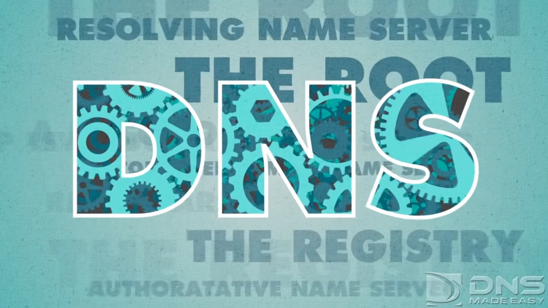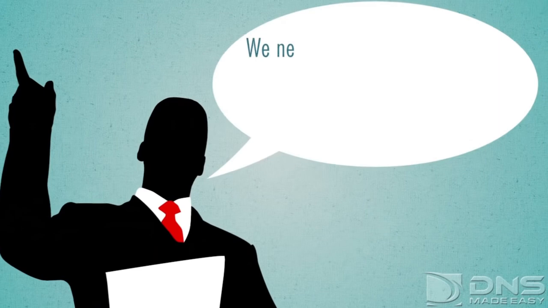There's a resolving name server, the root name server, the TLD name servers, and the authoritative name servers. If anyone were to dramatically change or filter any part of the DNS process, it could lead to disaster. This is why we believe the people with the power to pass legislation need to understand what's at stake before making decisions that could drastically affect how the internet works.